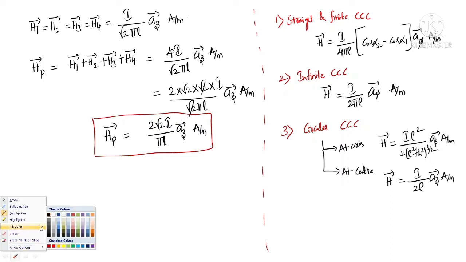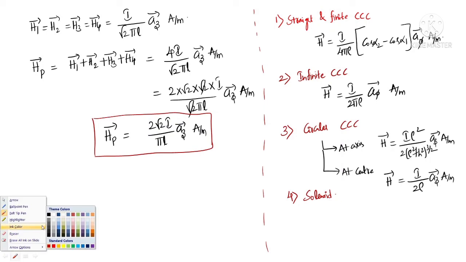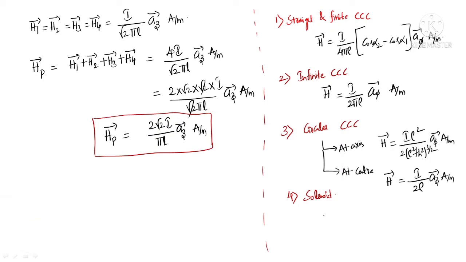And fourthly, as the fourth case, we have evaluated due to a solenoid current carrying wire, due to a solenoid, and we got this exactly at the center on the axis as H bar is equal to N I by 2 into cos theta 2 minus cos theta 1 AZ bar ampere per meter, exactly at the center. And if the length of the solenoid is very much larger when compared to the radius, we got this as N I AZ bar ampere per meter.